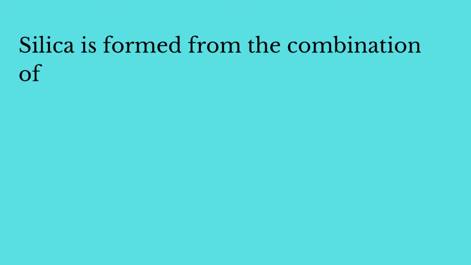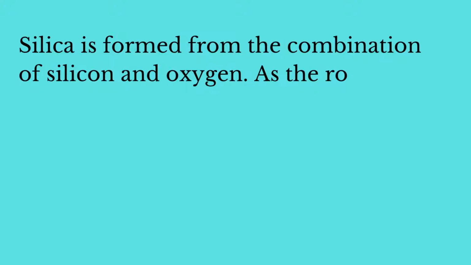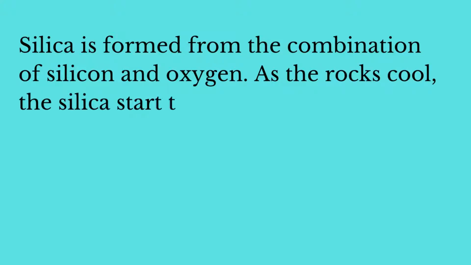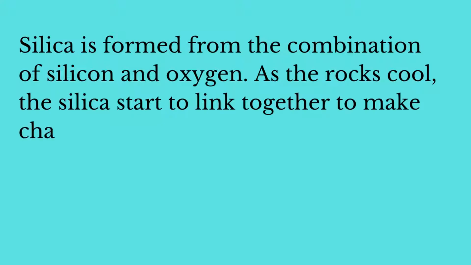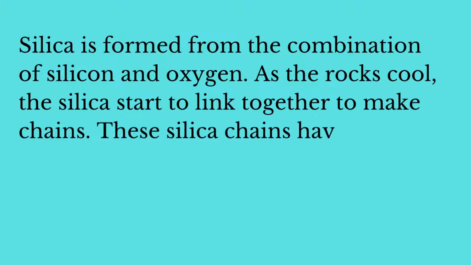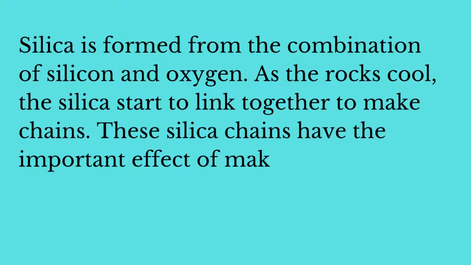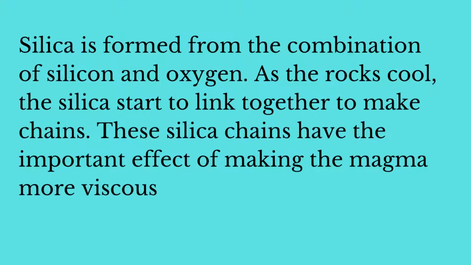Now, what is so significant about the silica content? Silica is formed from the combination of silicon and oxygen. As the rocks cool, the silica starts to link together to make chains. These silica chains have the important effect of making the magma more viscous or less runny. So, since basaltic magma has the lowest silica content, it also has the lowest viscosity. On the other hand, rhyolitic magma, being of the highest silica content, has the highest viscosity.